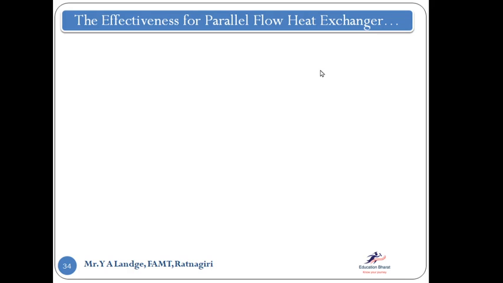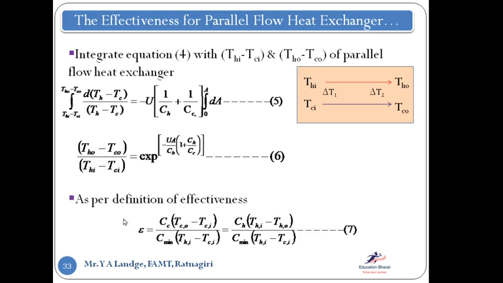How? See here. First we take this one, we try to get the value of TCO. Here is the TCO. Then from this equation, epsilon equals to this one, we will get the value of THO. From this case you get the value of TCO, and again consider this one equal to the epsilon, then you get the value of THO.